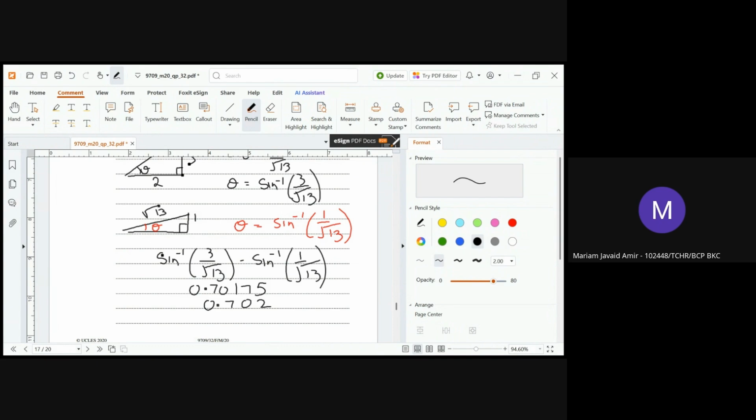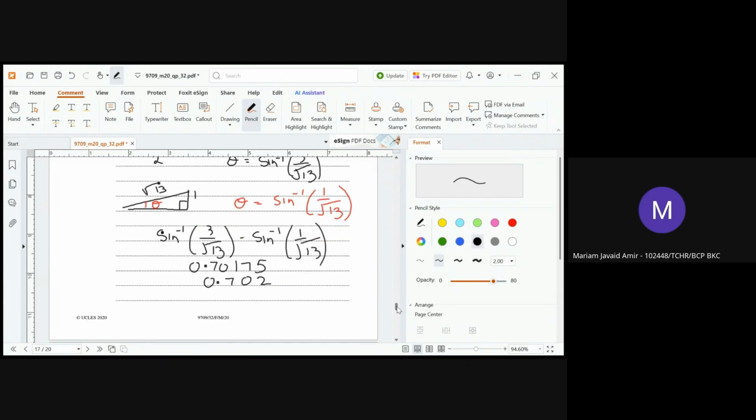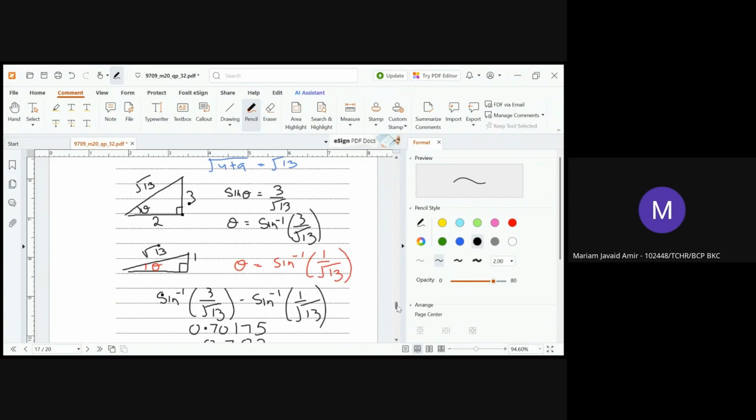We have to round off angles in radians to 3 significant figures, and the paper is completed. I think that was the last question. Yes. So if you have any questions from this paper, please ask.